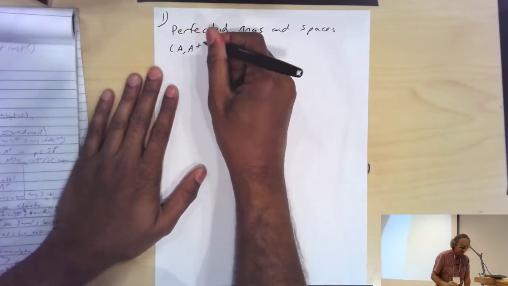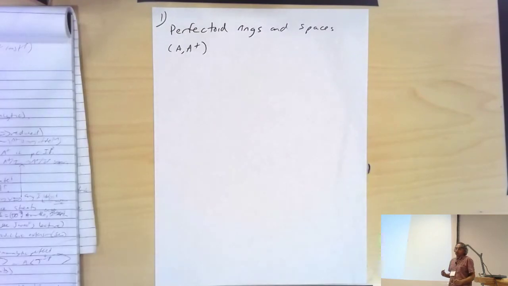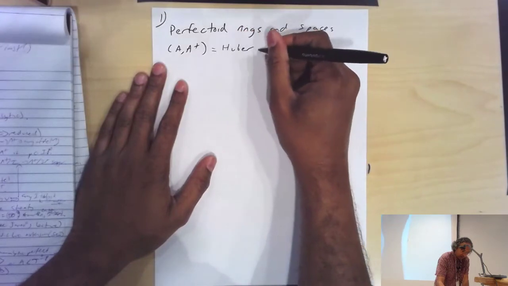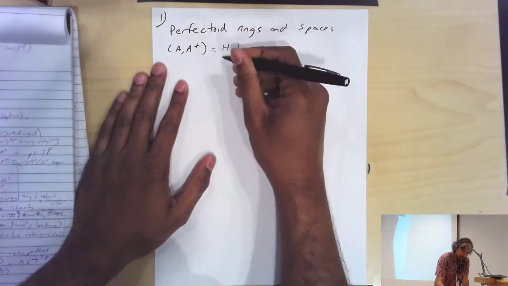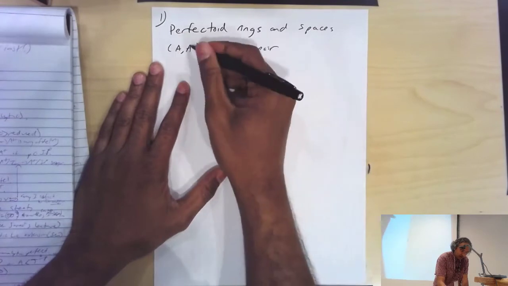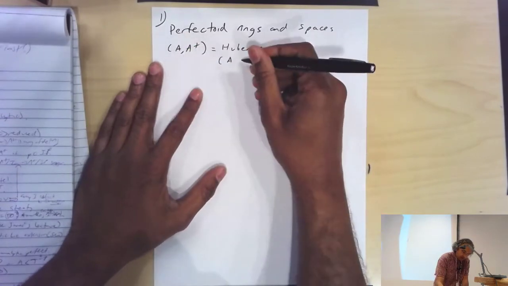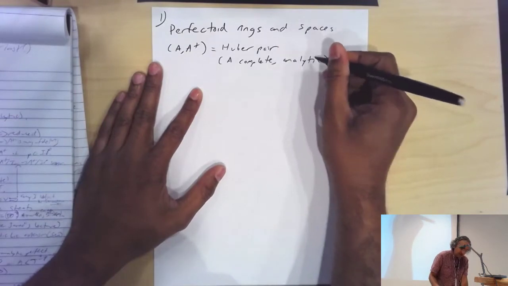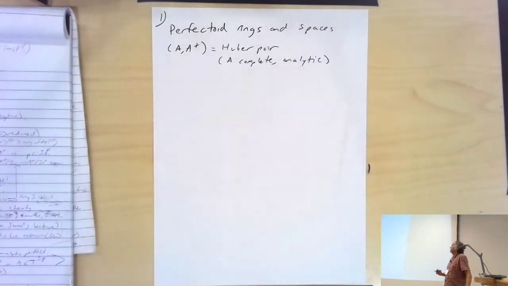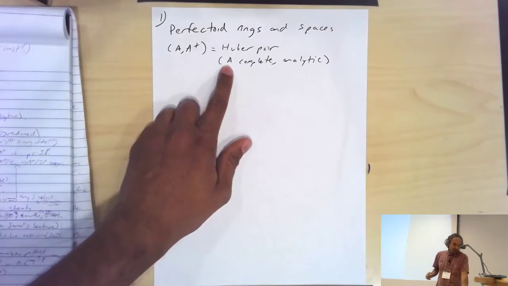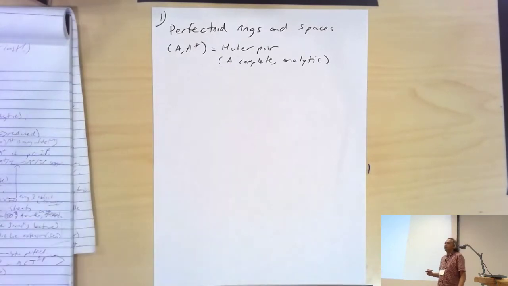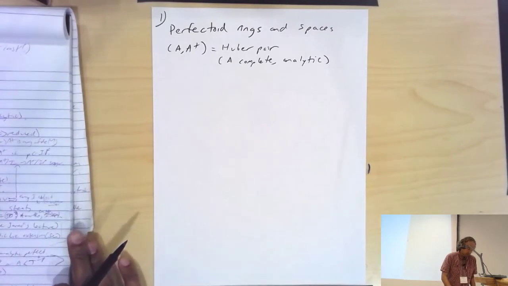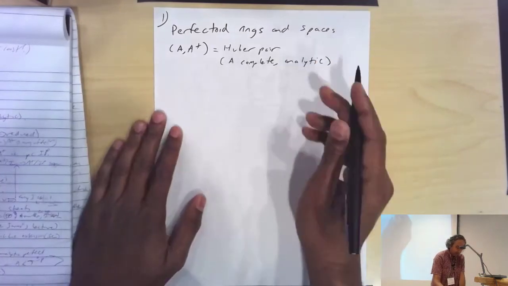So I'm mostly going to be thinking about a single Huber pair. And so this will be a Huber ring, a ring of integral elements. So A, just like last time, has to be complete and analytic, but in fact, I'm going to be more restrictive on A for the purposes of exposition throughout much of the lecture. But we'll get to that in a moment.